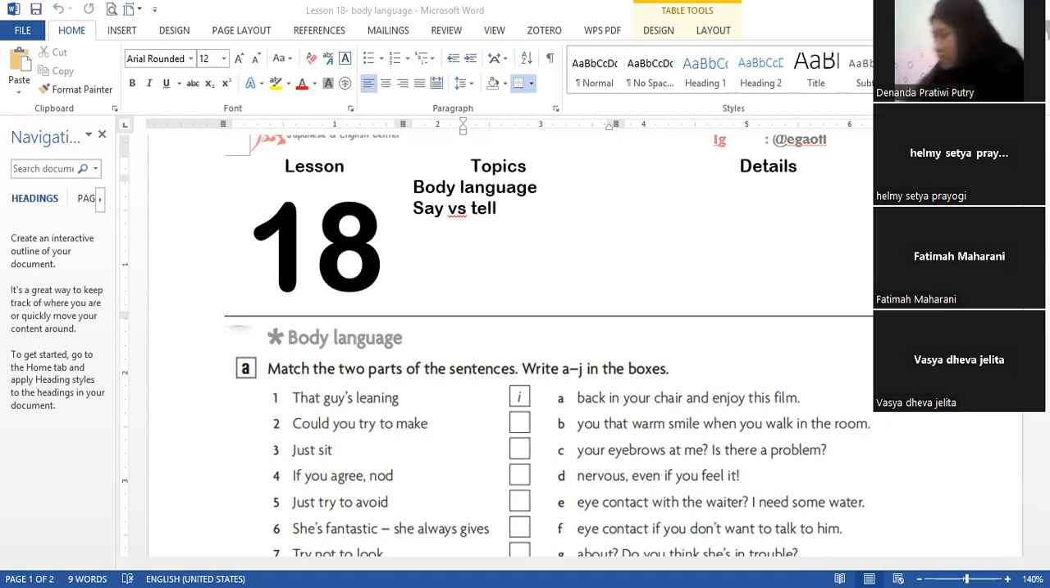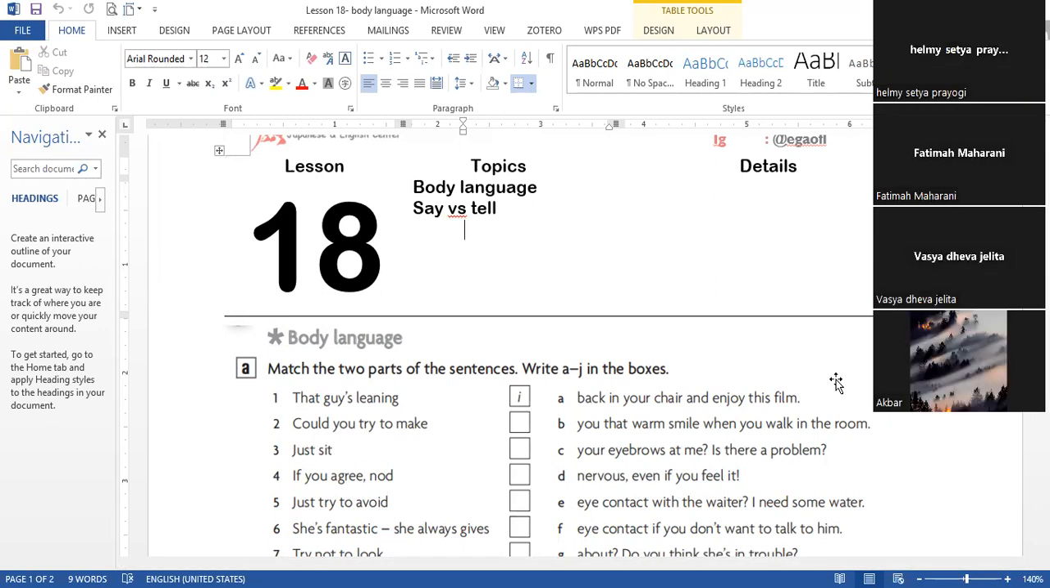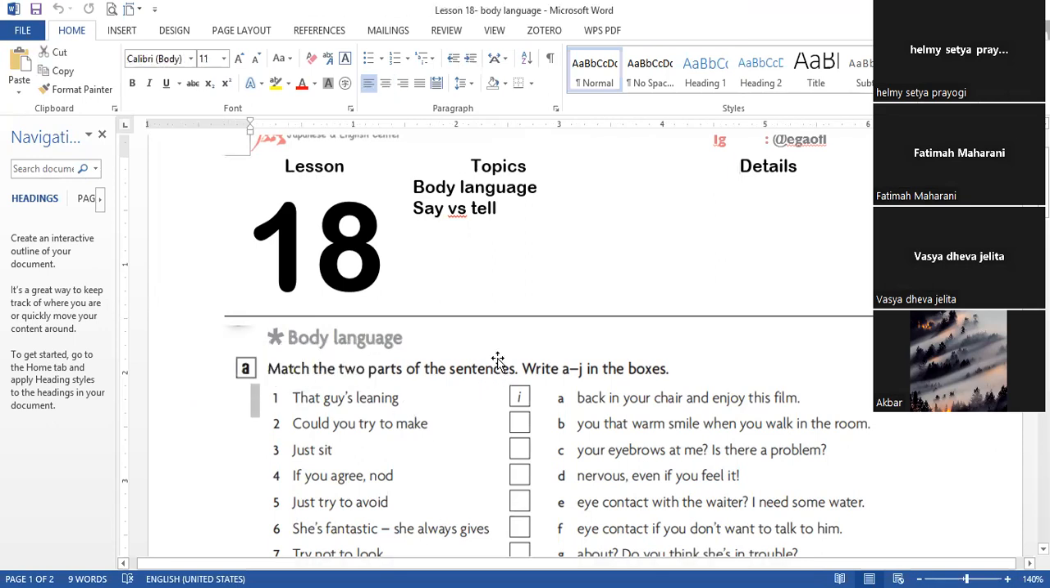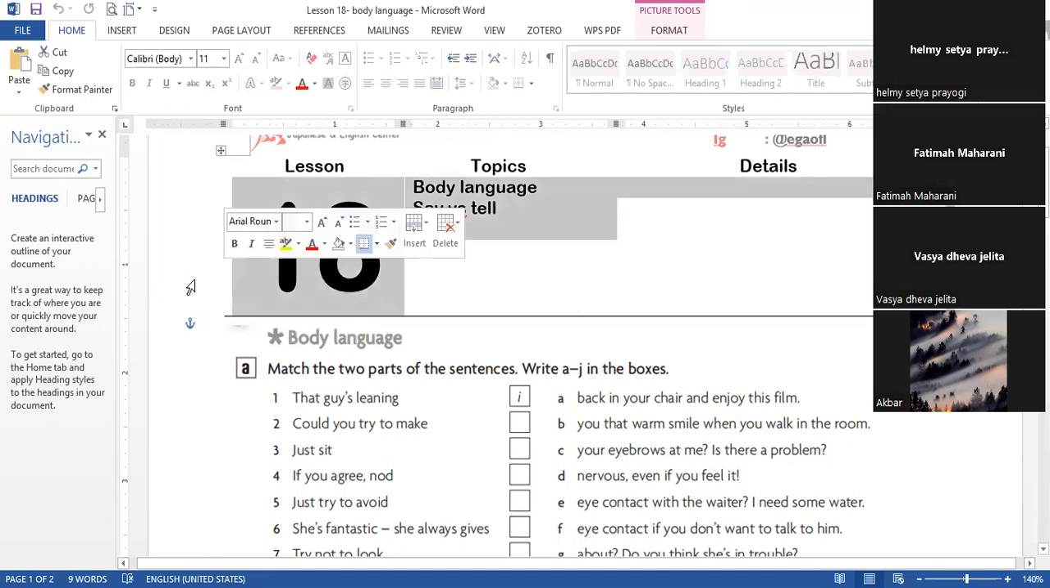Okay, so from that, we know that the three body language that we mostly use are facial expressions, eye contact, and hand movement. Thank you, Rani. Next, let's talk about this. Like what I said before, today we do not speak a lot as usual, but we will talk about some kinds of vocabulary and try to comprehend them.